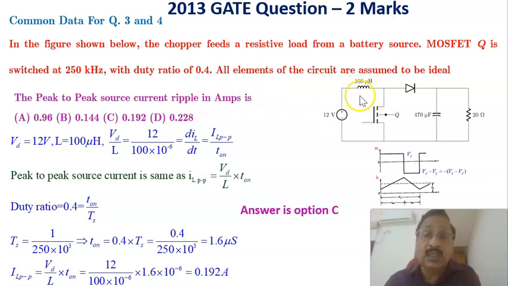The current through the source current means the same as the current through the inductor. What is the peak-to-peak value of that one? Therefore, let us analyze the circuit. Before that, the options are: option A 0.96, option B 0.144, option C 0.192 ampere, and option D 0.228 amperes.